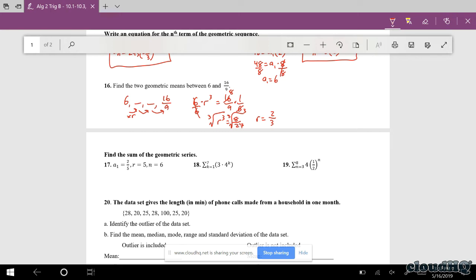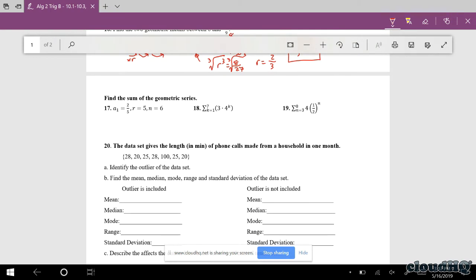So I started with 6, I multiply that by 2/3, and I get 4. Multiplied by 2/3 again, I get 8/3. And multiplied by 2/3 again, I get 16/9. 16/9 we already had. I only had 2 geometric means. I knew that term. So there we go.